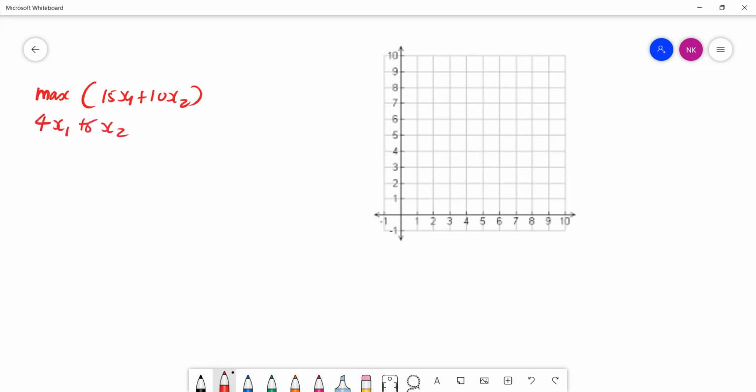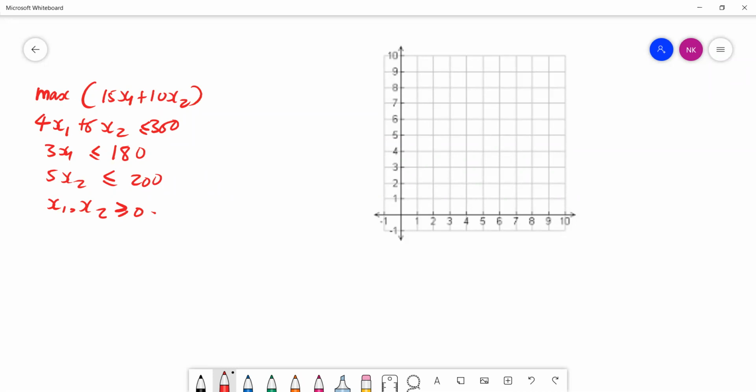But before that, I will be drawing some lines for this. 3x1 less or equal to, let's say, 180, 5x2 less or equal to 200, and x1, x2 greater or equal to 0. Let's say this is the mathematical model that I want to draw. This is the objective function. The objective function is the maximization.